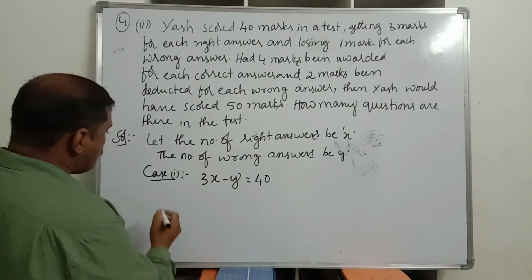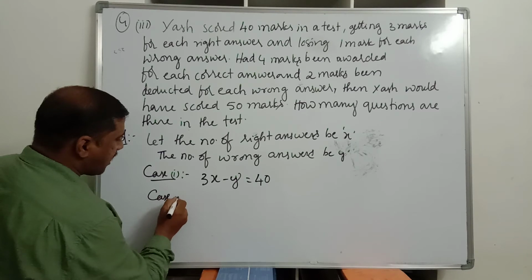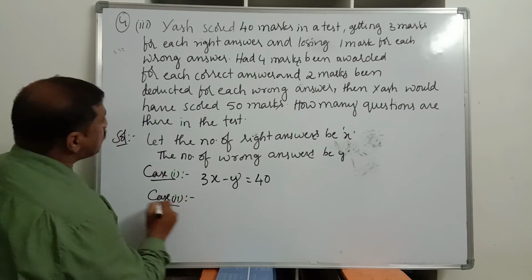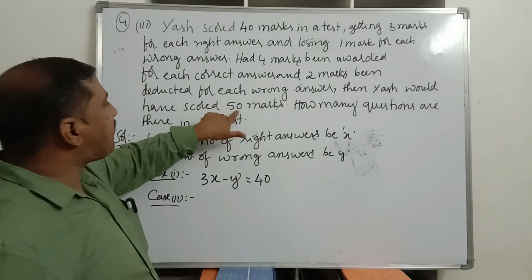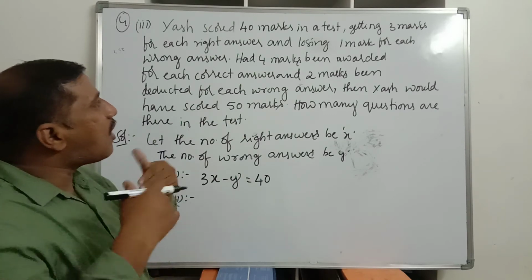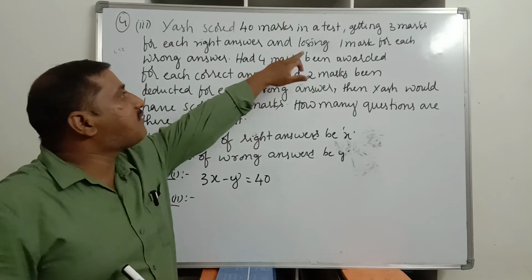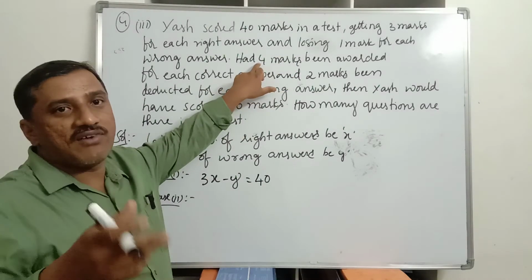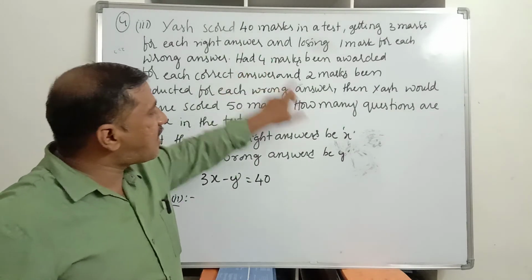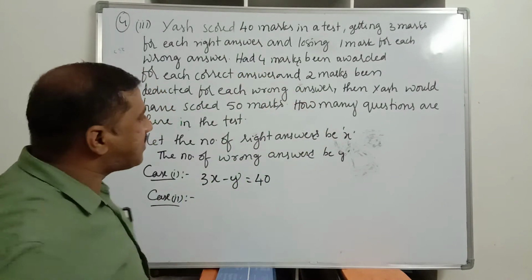Now what is case 2? Here in case 2, he scored 50 marks in total. How did he score 50 marks? Instead of 3 marks, 4 marks are awarded for each correct answer. Correct answers are x, and 4 marks are awarded for each.